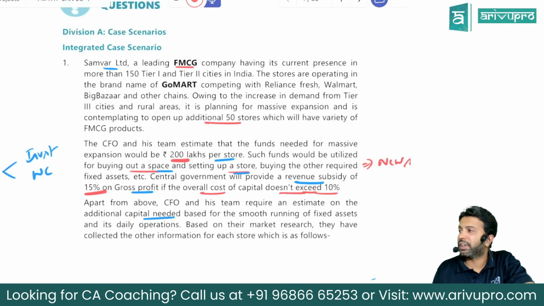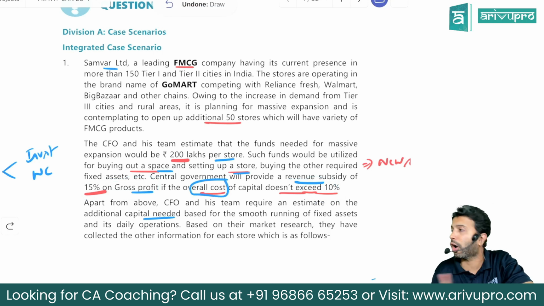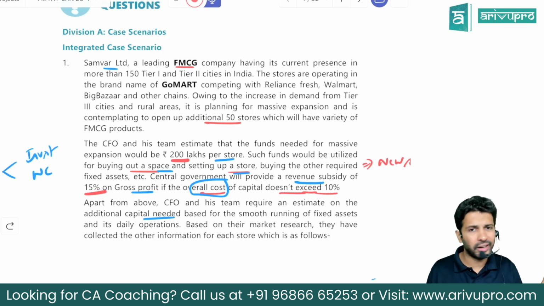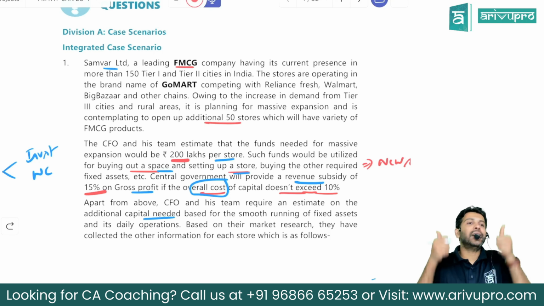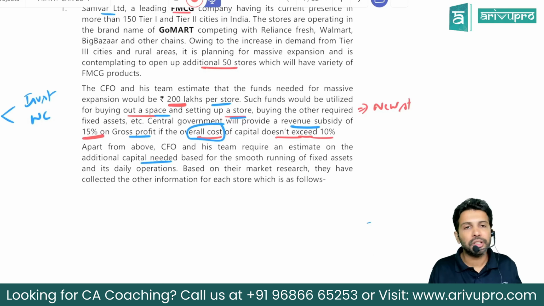The revenue subsidy we'll get from government on how much, sir? 15% of GP. How much ever is our GP, 15% of GP we will get as subsidy from government. But for that to happen, overall cost of capital should not exceed 10%. Did it exceed? No. We got 9.9. So that means the condition is satisfied? Yes. So will we get subsidy from government? Yes. How much? 15% of GP.